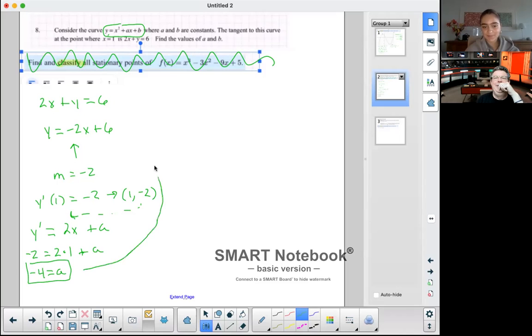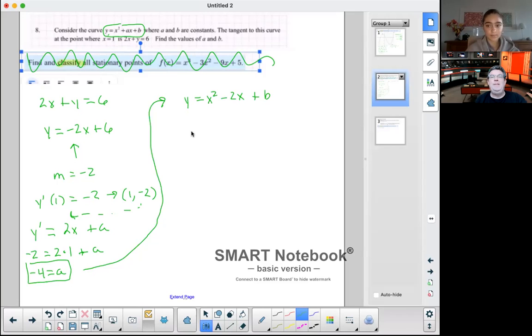So now we know that y equals x squared minus 2x plus b. Am I right? Okay, so we also know, since it's tangent to the curve at the point where x equals 1, that 1 is on the curve. It's also on the tangent line.